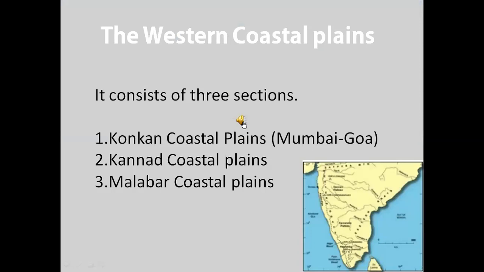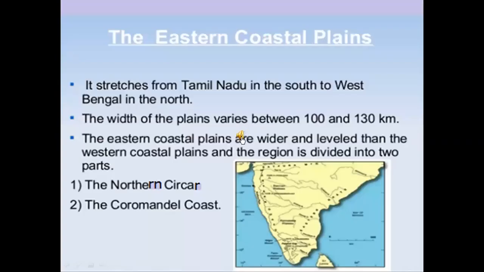The northern part of the coast is called the Konkan. The central stretch is called the Kannada Plain, while the southern stretch is referred to as the Malabar coast. The plains along the Bay of Bengal are wide and level. In the northern part, it is referred to as the Northern Circars, while the southern part is known as the Coromandel coast. Large rivers such as the Mahanadi, the Godavari, the Krishna and the Kaveri have formed extensive deltas on this coast.